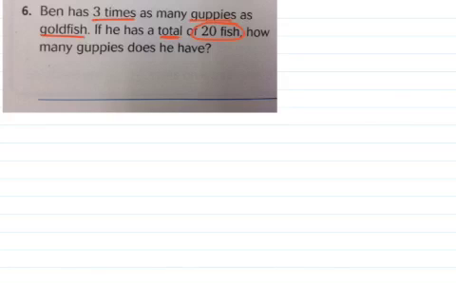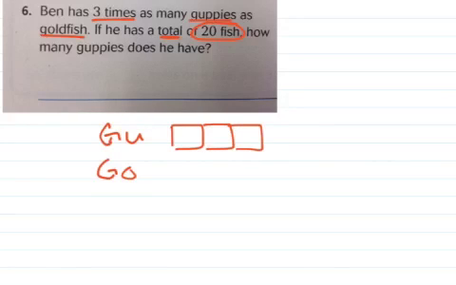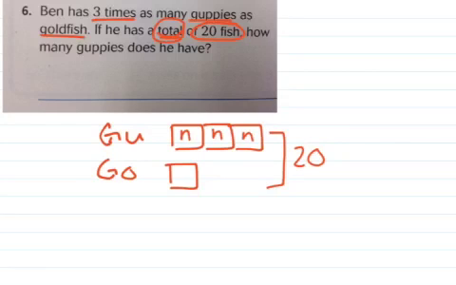When I draw my model, here's what I have to do. I'm going to be talking about guppies, so I'm going to put a G and a U for guppies, and I'm talking about goldfish, so G-O. For my guppies, I have 3 times as many, so that means I need 3 boxes for guppies, and I have 1 box for our goldfish. Now we're told that our total here is 20 fish, so I'm going to put my bracket, and my total is 20. Now, I don't know how many guppies or goldfish I have yet, so I'm going to put my variable of n in all of my boxes.